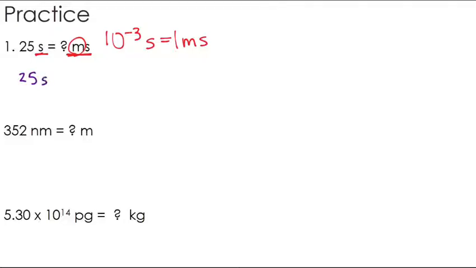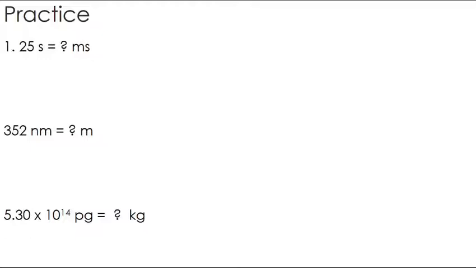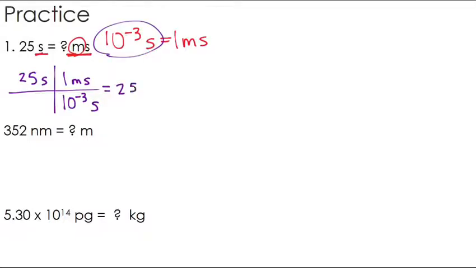I'm going to take my 25 seconds, that's my given, that's the side with the number. And since seconds was on top, I need to put seconds on the bottom of my next bracket. So I'm putting the 10 to the negative 3 seconds on the bottom, 1 millisecond on top. And what this tells me is that I need to do 25 divided by 10 to the negative 3 to get my answer. And my calculator tells me that that answer is 25,000, or 25 times 10 to the 3rd. And that does have 2 sig figs just like I started, so I just need to make sure that I get my final units on it. And that's done. That's it.